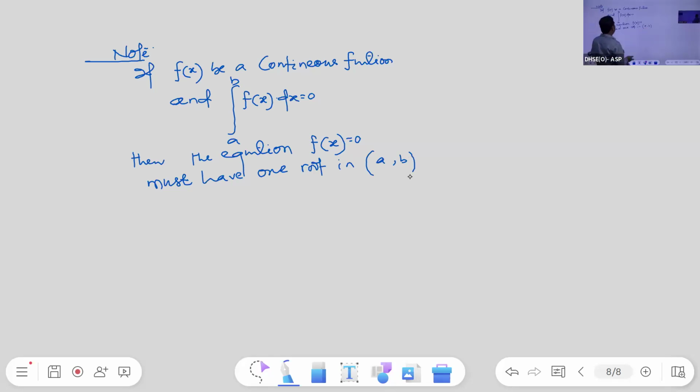Okay, let me explain it with the graph. Suppose f of x is a continuous curve, then the structure of the curve will be like this. This is x is equal to a ordinate, x is equal to b. Since the definite integral is 0, there will be a positive area and a negative area of equal magnitude, so that they will cancel. So the curve must pass the x-axis at least once.